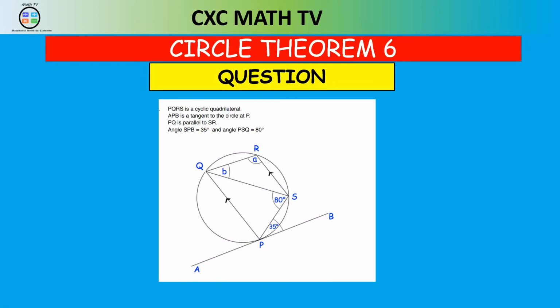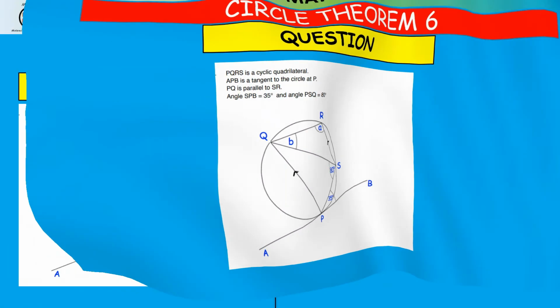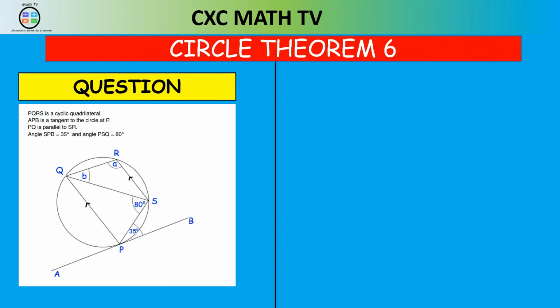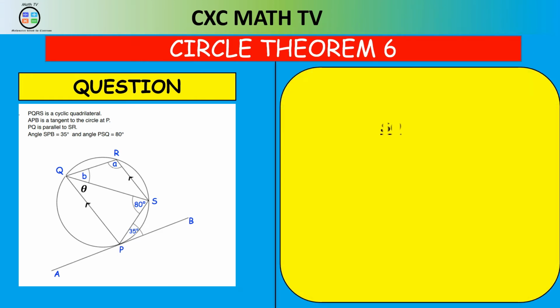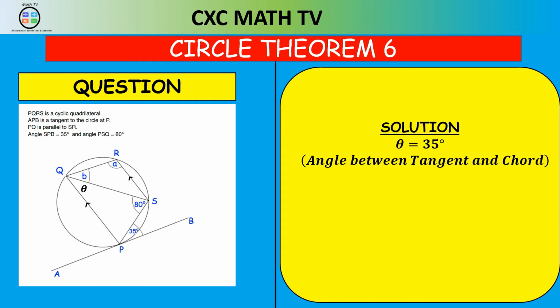Now as we pause and attempt, right, straight away what we're going to do is put that angle right there, theta. We'll put an angle on the diagram and we'll call it theta. Now the angle between the tangent and the chord is equal to the angle formed by the chord in the alternate segment. And so theta is 35 degrees using the alternate segment theorem.